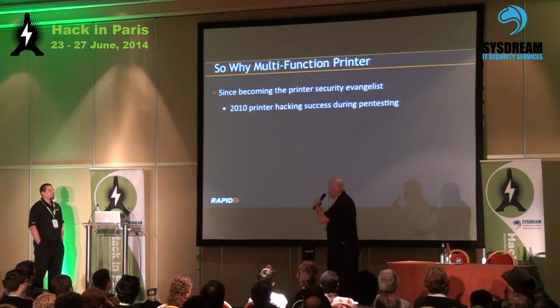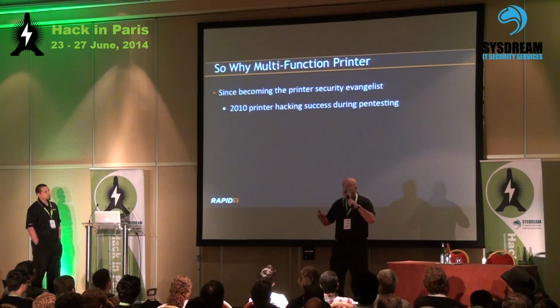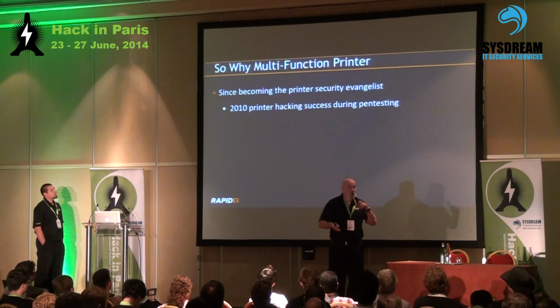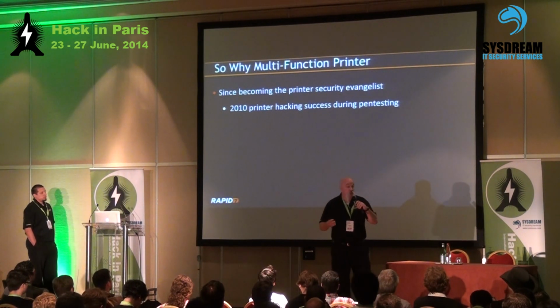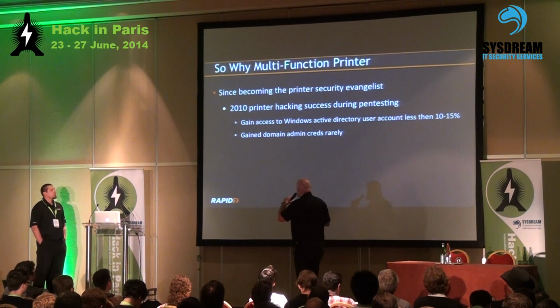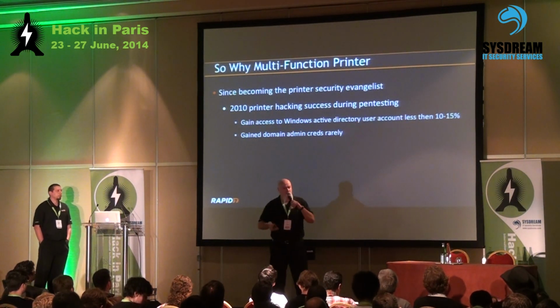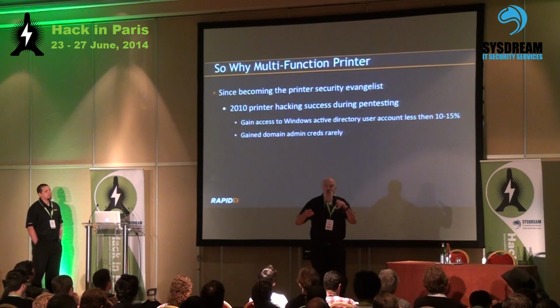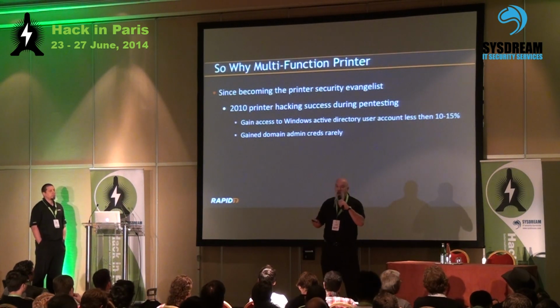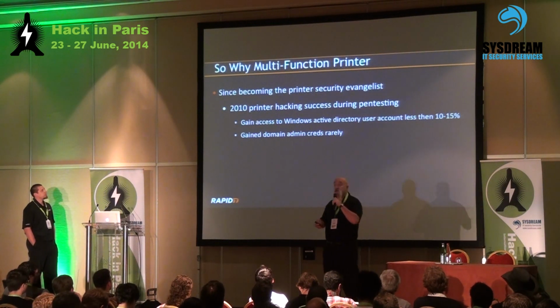Let's look at this from a historical standpoint. Pete and I started doing this back in 2010, developing these methods and attack vectors to start leveraging them as part of our job. Back then, we were able to gain access approximately 10 to 15% of the time. When I say access, we were able to extract usernames and passwords from multifunction printers that we could use to gain access to Active Directory environments.